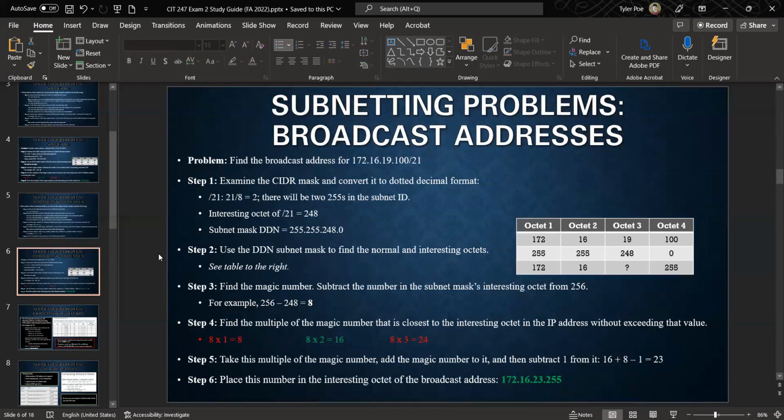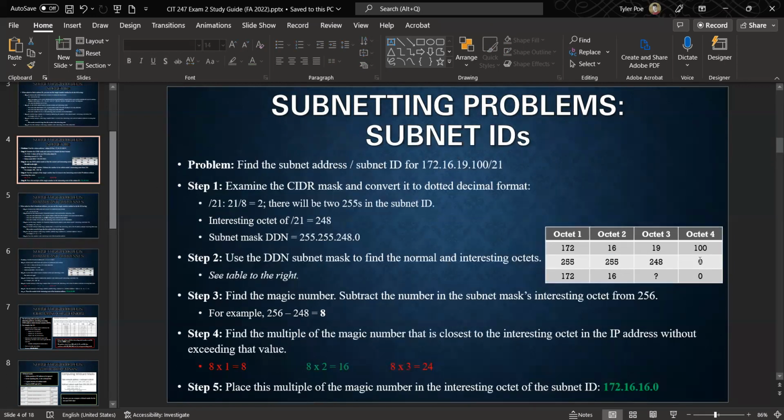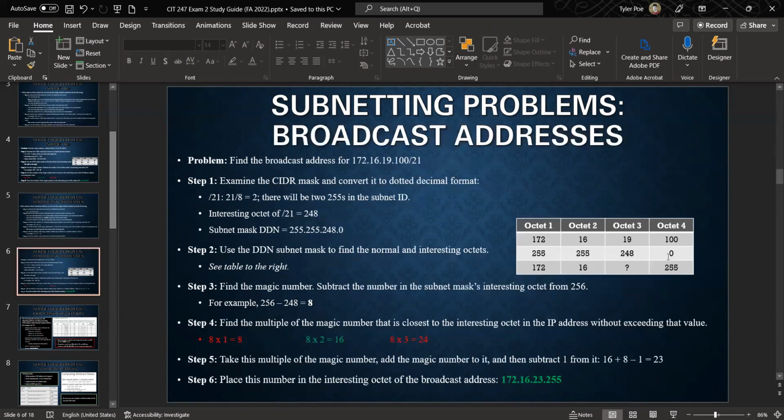So I'll demonstrate all this here. We're going to take the same number we solved for in this slide, and we already found its decimal mask. Now here's the difference. When you have a 0 in the subnet mask, 255 is placed in the broadcast address. Note the difference here. A 0 in an octet of the subnet mask becomes a 0 in the subnet ID. A 0 in the subnet mask becomes 255 in the broadcast address.